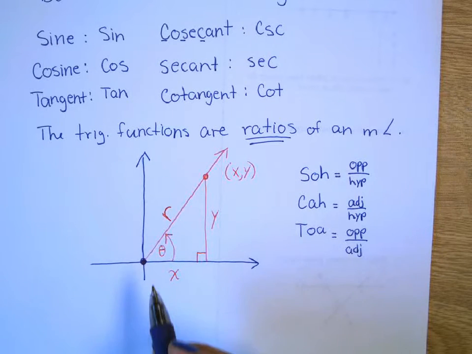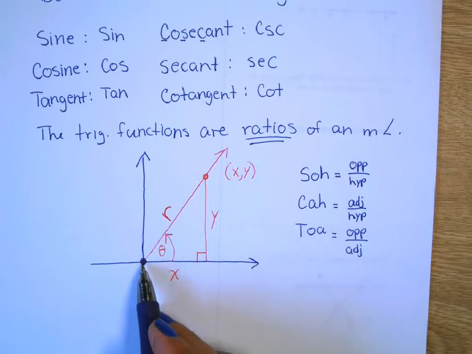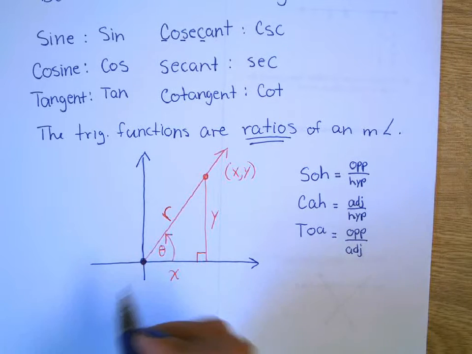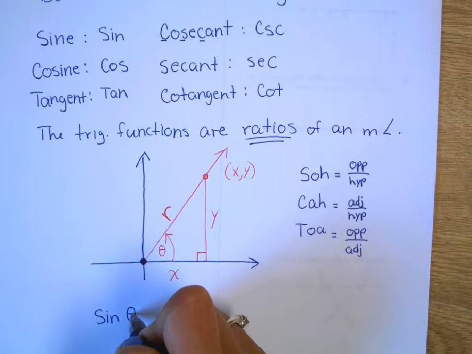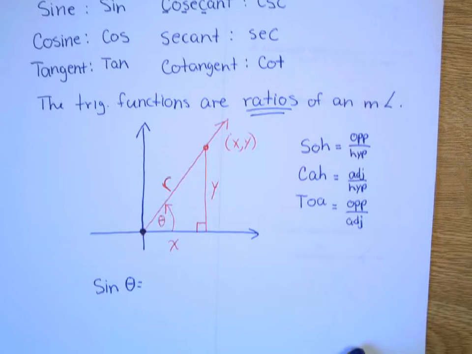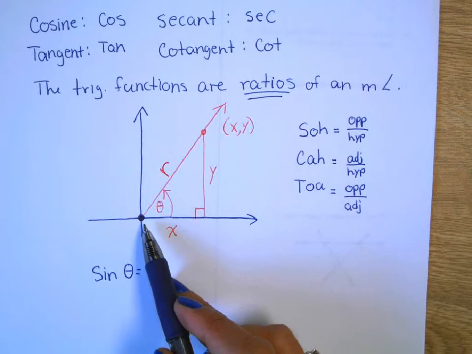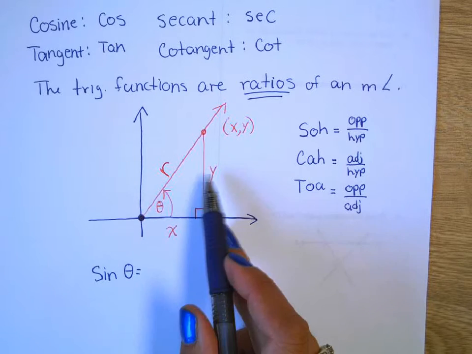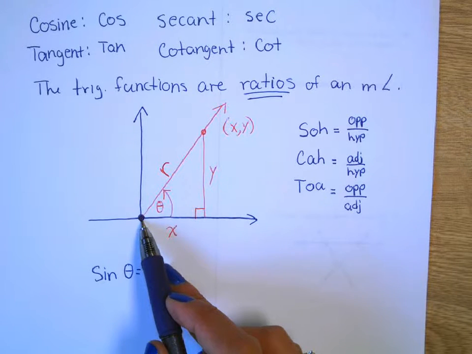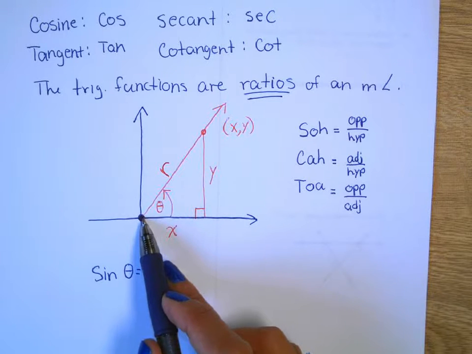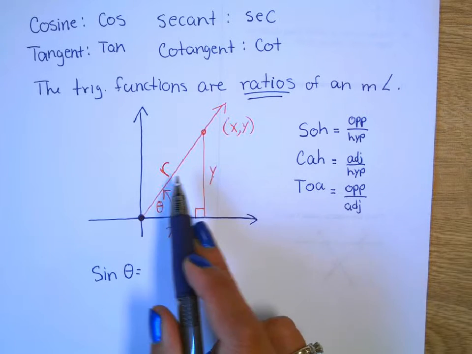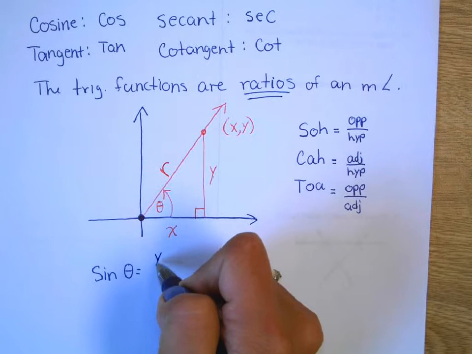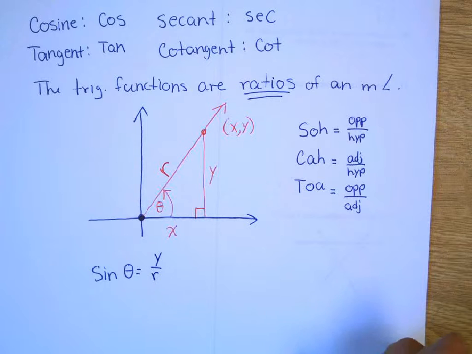Okay, so like I said, we are always standing at the origin. So when I ask for the sine of theta, I want the sine ratio. What two sides of this triangle give me the sine ratio? I know it's opposite over hypotenuse. So what's the opposite of theta here? Y. And what's the hypotenuse? R. So the sine ratio is Y over R.